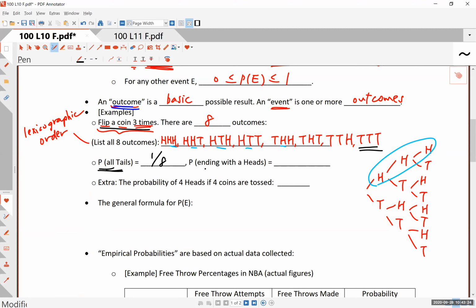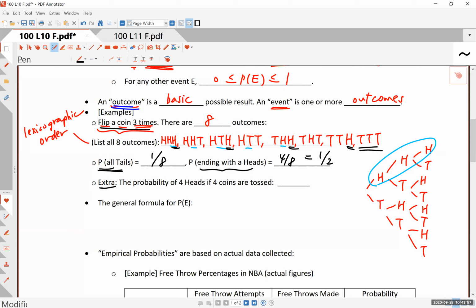What is the probability of this one event that says ending with heads? In other words, regardless of what the first 2 results are, the last flip results in heads. So it's 1 here, 1 here, 1 here, and 1 here. Not surprisingly, it's 4 out of 8, and so that would be 1/2. The probability that the last flip results in heads turns out to be 1/2 or 50%.